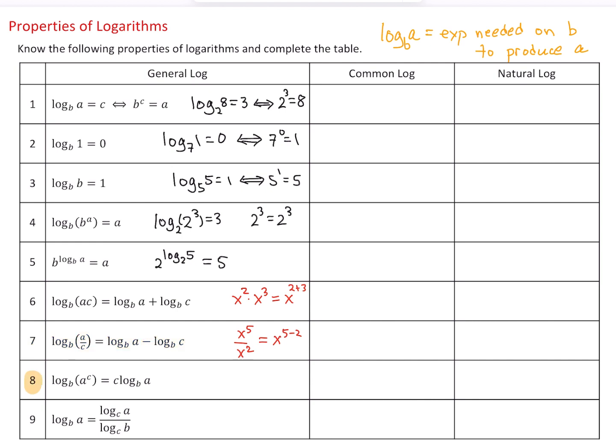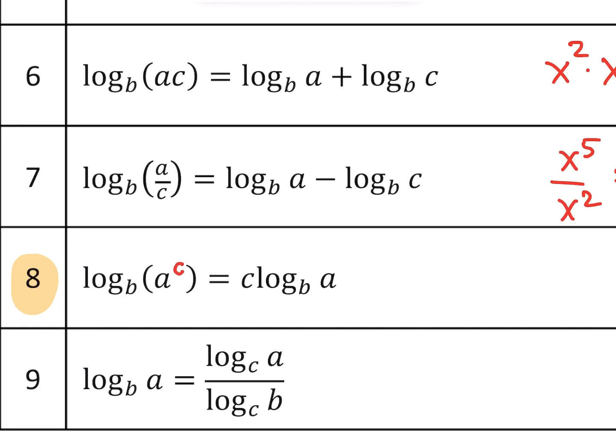Property 8 looks a lot like property 4, but in property 4, we had a log base b of an exponential statement, where that exponential statement had a base that matched b. But in property 8, we have a log base b, but of an exponential whose base is no longer necessarily b. So we have an a raised to the c, and the a and the b don't need to match. But what we can do is that exponent c can be brought down as a coefficient of the logarithm instead, giving us this result.